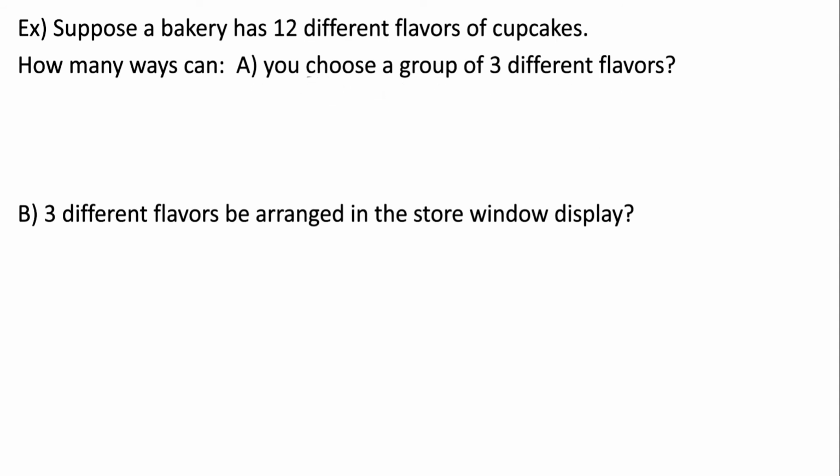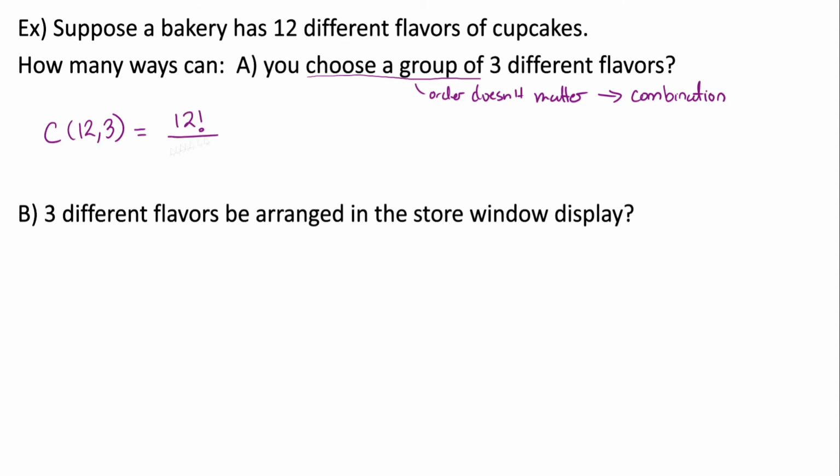So when they say choose a group here, that means order doesn't matter, and that we should use a combination. So we only care about what 3 different flavors are in the group. We don't care about how they're arranged or ordered or placed or anything like that. We would use our combination formula here. And once we evaluate this, we end up getting 220.